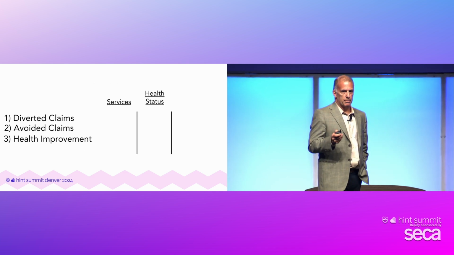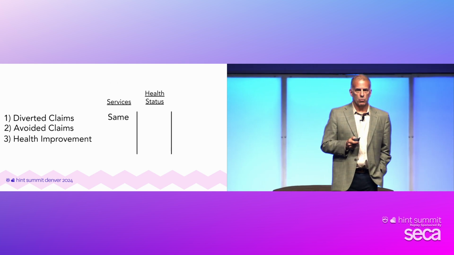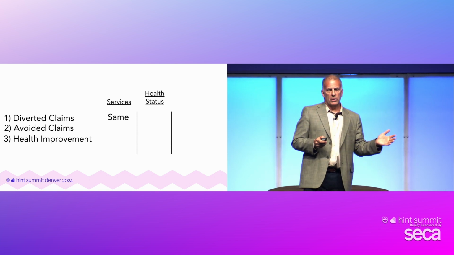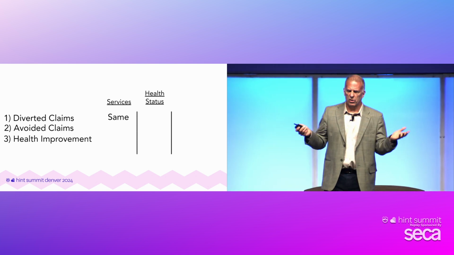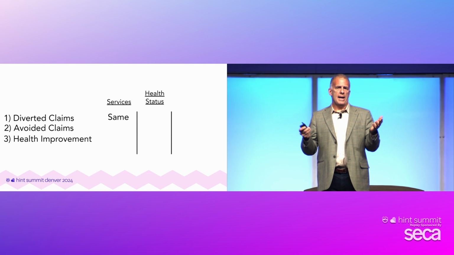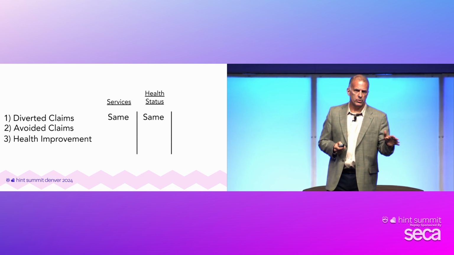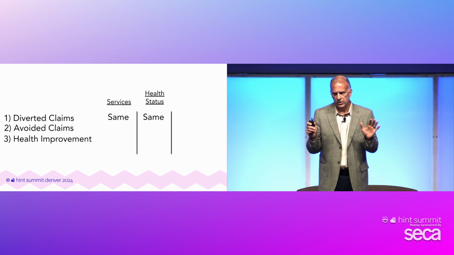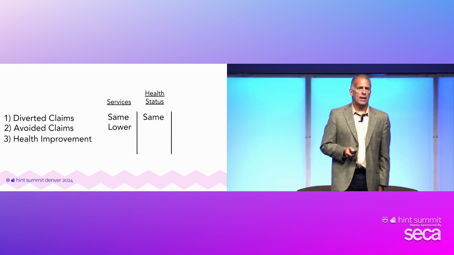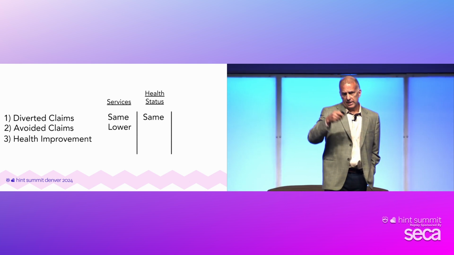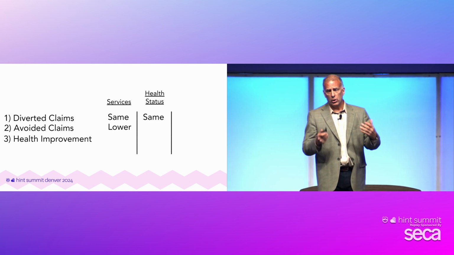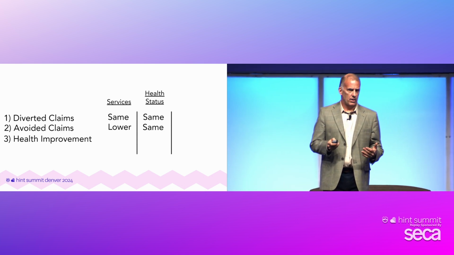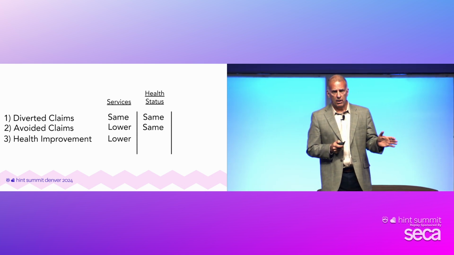So we put them all together. We've got those three buckets, and I want to just kind of review these real quick, and you can see how they relate. So diverted claims, like I said, it's the same number of services basically, and you're just changing the way you pay for them. There's no real change at this point in health status. You're just changing the financing, right? The avoided claims, like I said, now you've started to lower the actual claims. The downstream savings are starting to come in. Haven't done anything on health status yet. Now we get to health improvement.